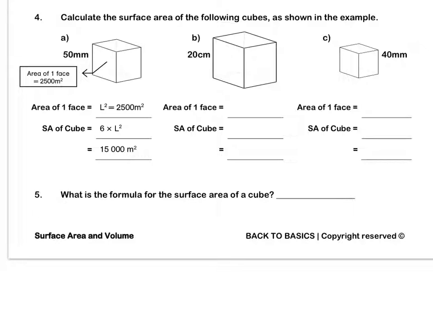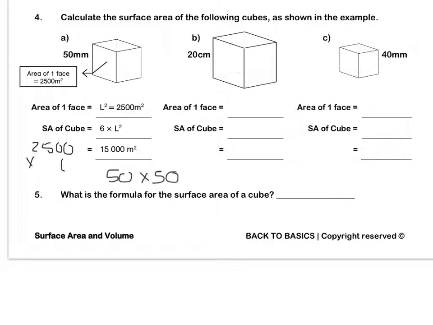Question 4. Calculate the surface area of the following cubes. For A, we have a cube with a side length of 50 millimeters. The area of one face is length squared, which means 50 times 50. Now be careful here. 5 times 5 is 25, times 10 times 10. So the area of one face is 2,500 meters squared. Now we need to do 6 times the area of one face. So 6 times 2,500.